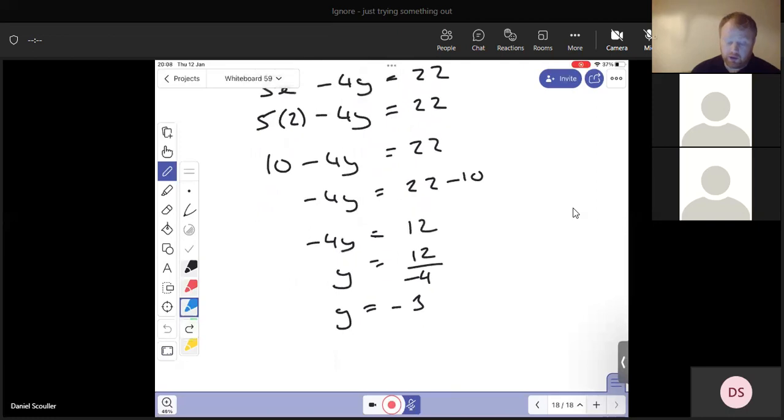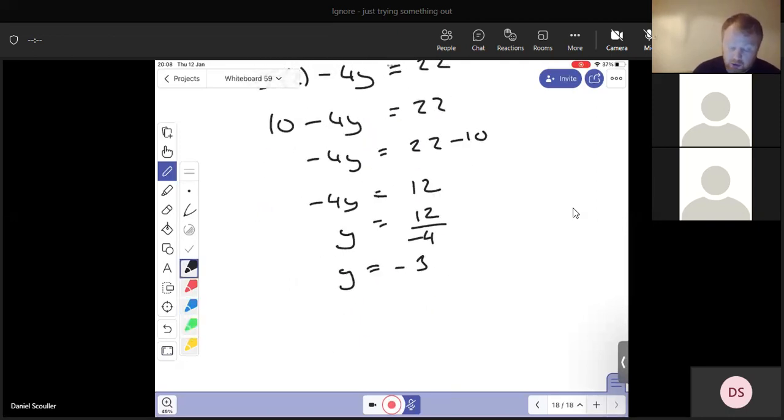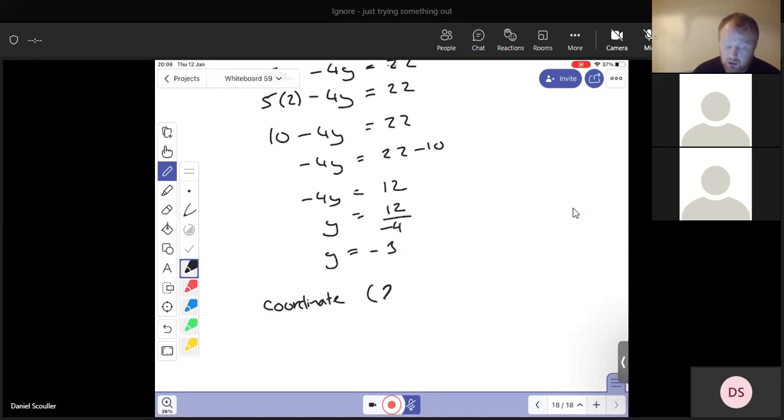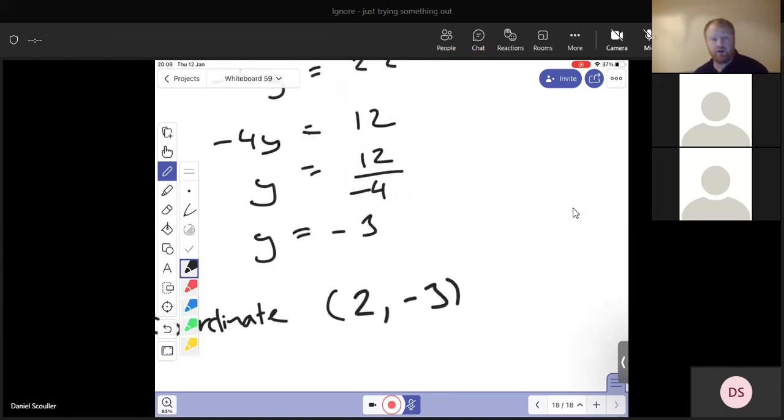Cool. So just to finish that, remember to put it in the coordinate. So the coordinate would be x is 2 and y is minus 3. And that would be your final answer.